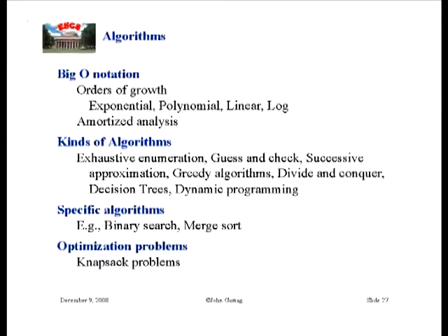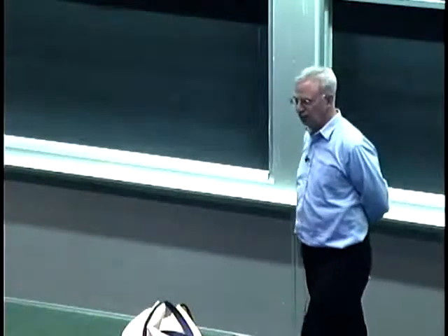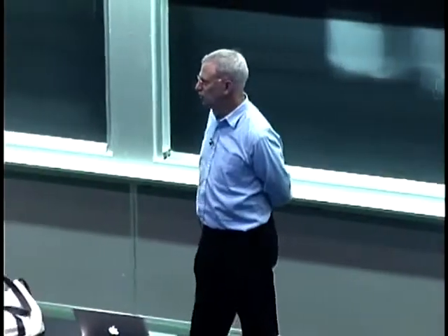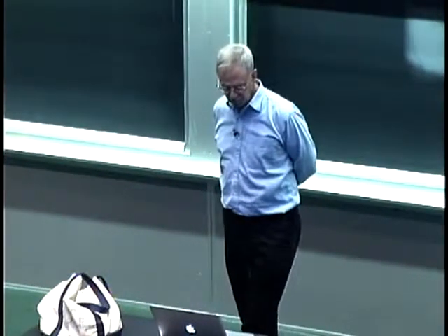We talked about algorithms. We talked about big O notation, orders of growth. That's very important. We talked a little bit about amortized analysis, that you might want to, say, sort something first if you were going to do a lot of searching. We looked at a bunch of kinds of algorithms. I've listed them here. I'm, by the way, going to send you a list with all of this stuff on it, among other things, so don't feel you need to transcribe it. But a surprisingly large number of algorithms to cover in one semester when you think about it. Exhaustive enumeration, successive approximation, greedy, divide and conquer, decision trees, dynamic programming, quite a lot.